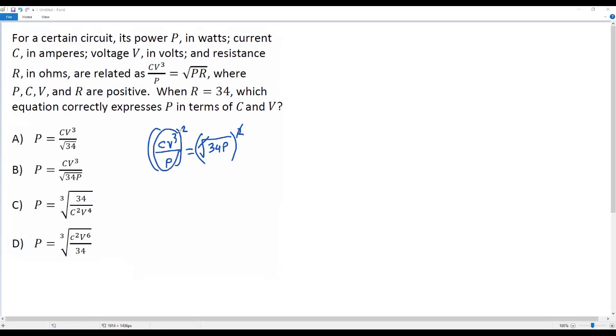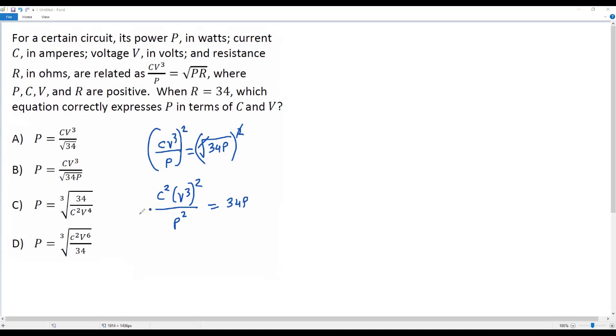Here, when I consider the stuff inside the parentheses, C and V cubed are in multiplication and P is in division. Whenever we have quantities in multiplication and division and there is a common exponent, we can take this exponent separately for each of these three quantities. Then we get C squared times V cubed the whole squared divided by P squared. I have taken this exponent for each of these three quantities separately. On the right side, we have 34P.